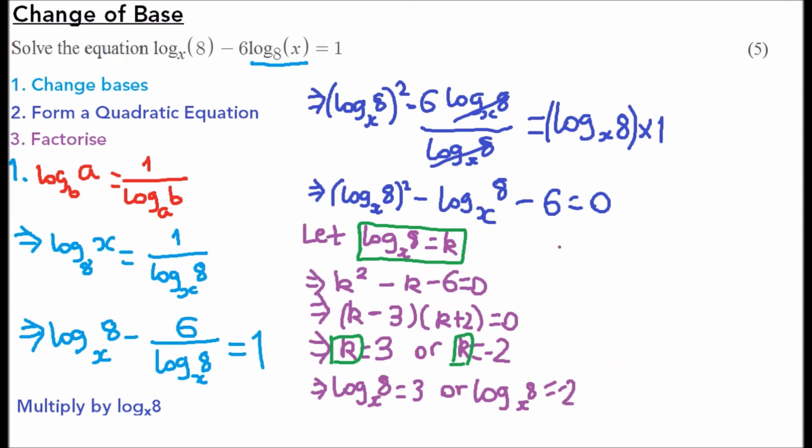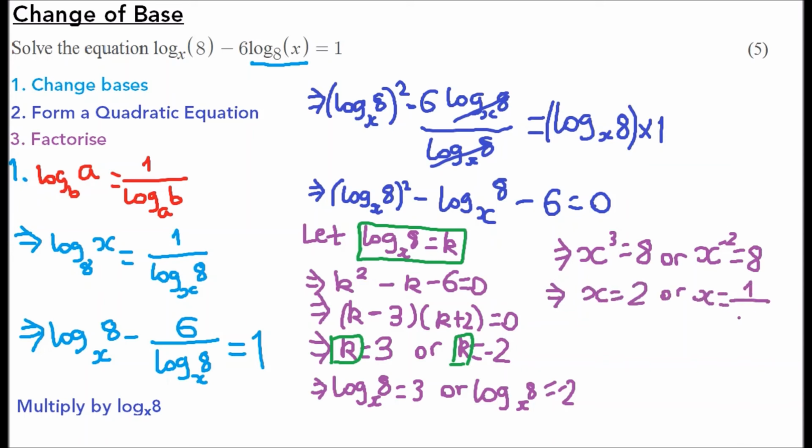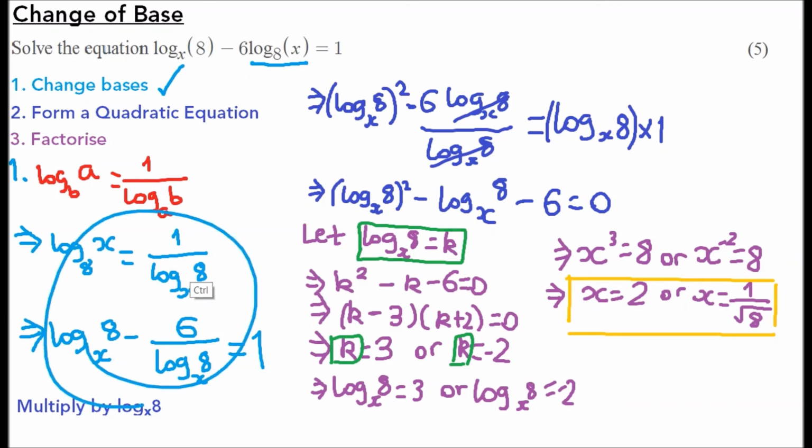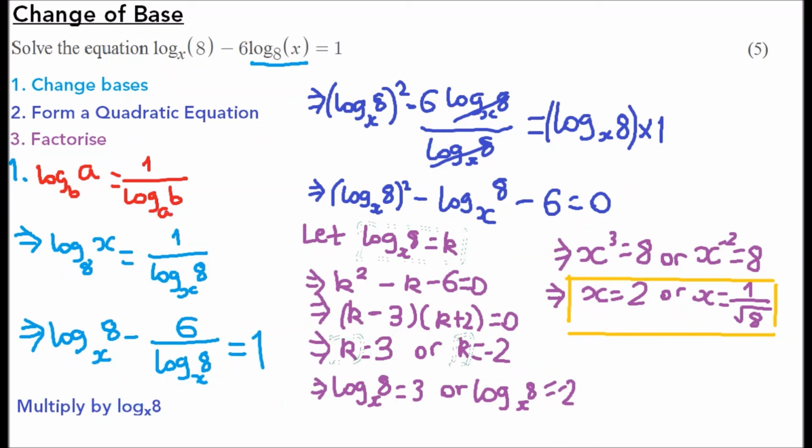If we convert this all back into a power, we get x cubed equals 8 or x to the power of negative 2 is 8. So we either get x equals 2 or x equals 1 over the square root of 8. As you can see, we changed the base, then we made a quadratic equation, then we factorized it to find the value of x. Congratulations if you got this question correct.